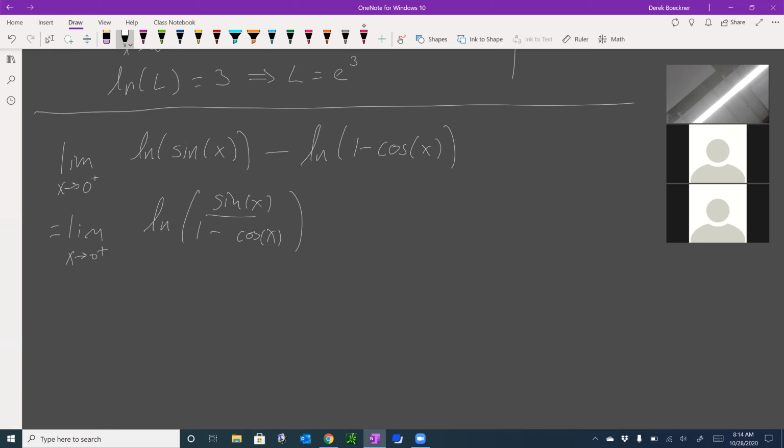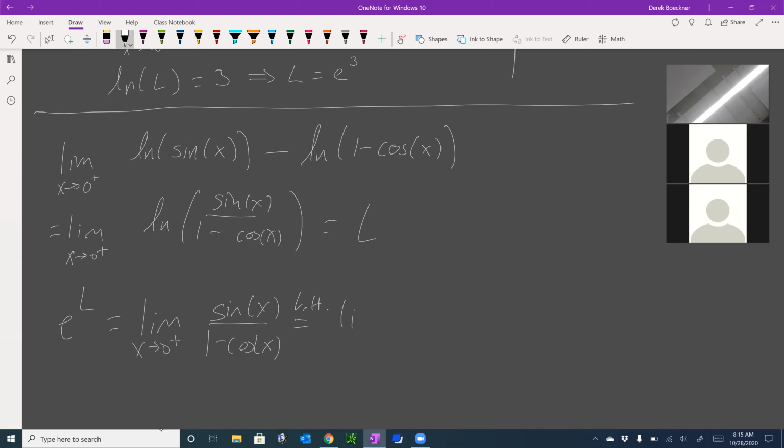And I could have done the natural log first, or I could do e first. Either way, I'm going to end up with e to the L equal to the limit as x goes to 0 plus of sine of x over 1 minus cosine of x. Good with that? Okay, and now I can take derivatives by L'Hopital's rule.